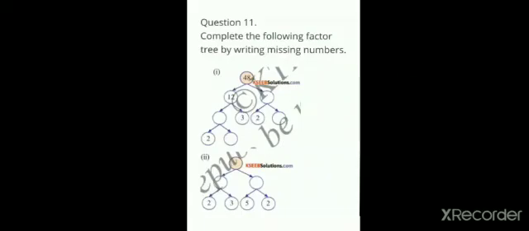So we have to complete the factor tree by writing the missing numbers. So what are the missing numbers? So 48 has two factors. One factor is 12. What is another factor? 12 into 4 is 48. So 4 is the other factor. So 4 has two factors, that is 2 into 2. And 12 has two factors, that is 4 into 3. And 4 has two factors, that is 2 into 2.